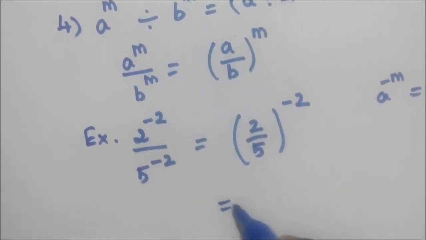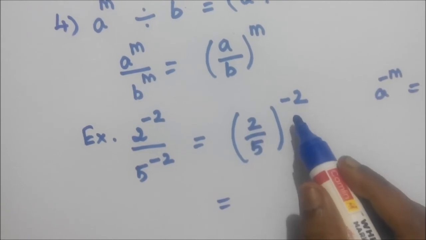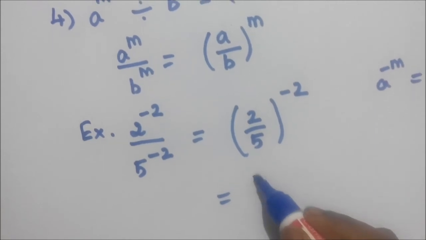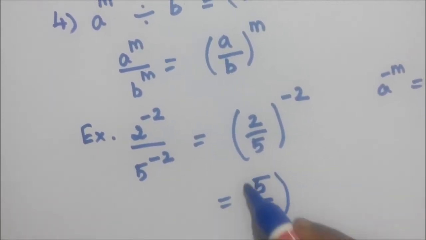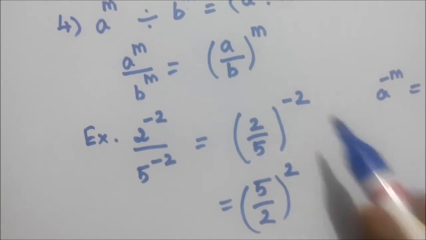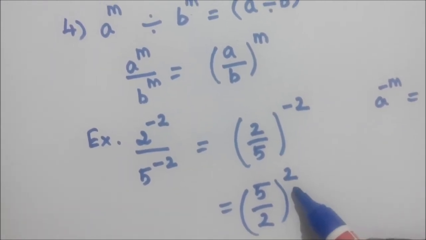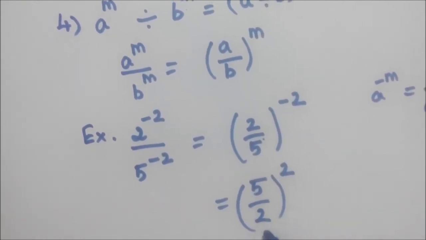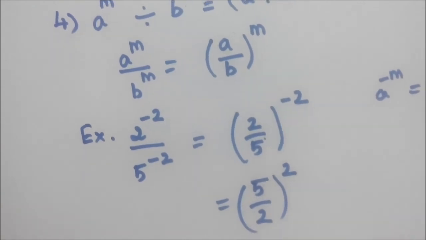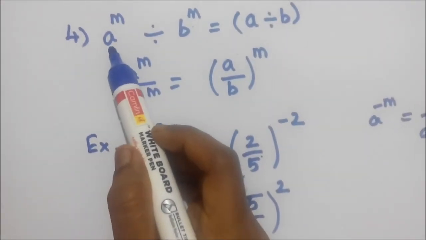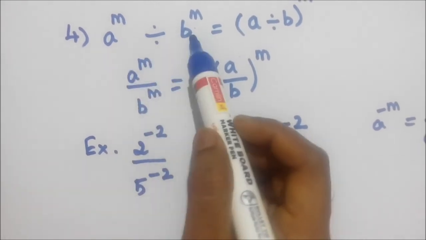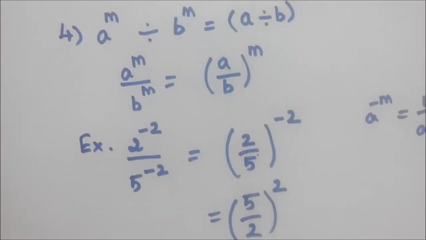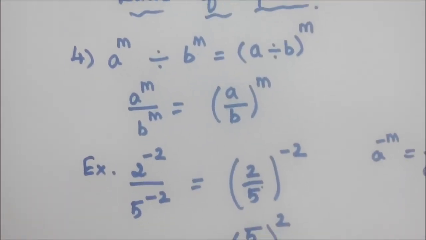We will write the reciprocal. So here also we can use the reciprocal of this fractional number. We can write 2 by 5 reciprocal, what will come? 5 by 2 raised to the power 2. Understood? The negative exponent, how did we change it to positive? We changed the fractional number into the reciprocal. Understood? So once again, a raised to the power m divided by b raised to the power m is equal to a by b raised to the power m. This is the fourth law of exponents.